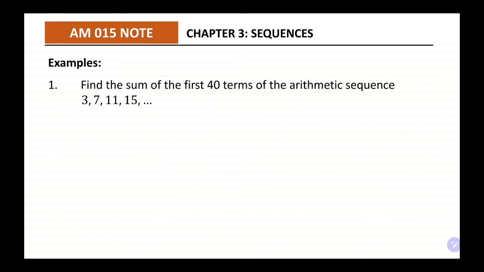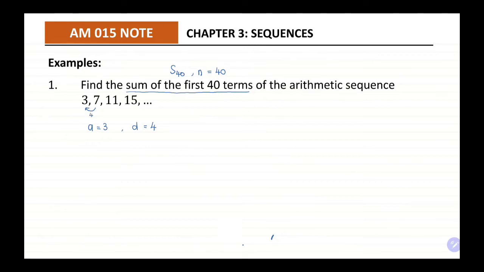Example number 1. Find the sum of the first 40 terms of the arithmetic sequence 3, 7, 11 and 15. Sum of the first 40 terms, so we want to find S40, where n = 40. Given the sequence 3, 7, 11, 15, we know the first term is 3. And the common difference, since it is arithmetic, is 7 minus 3, which is 4.